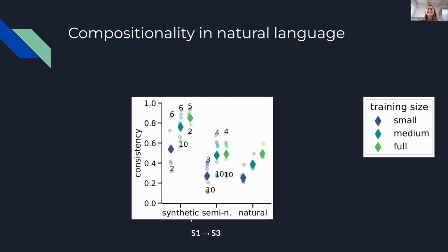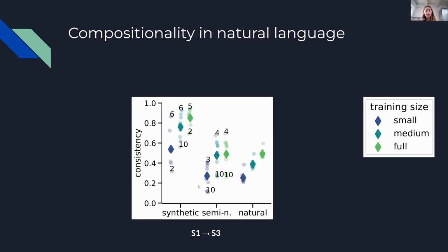In that case, the full model actually has a fairly good consistency, but given how simple these sentences are, I would expect it to be really at 1. And the model trained on smaller data, in less than 60% of the cases, actually outputs that it's consistent. So there's a lot of changes there. And this is in the synthetic data.